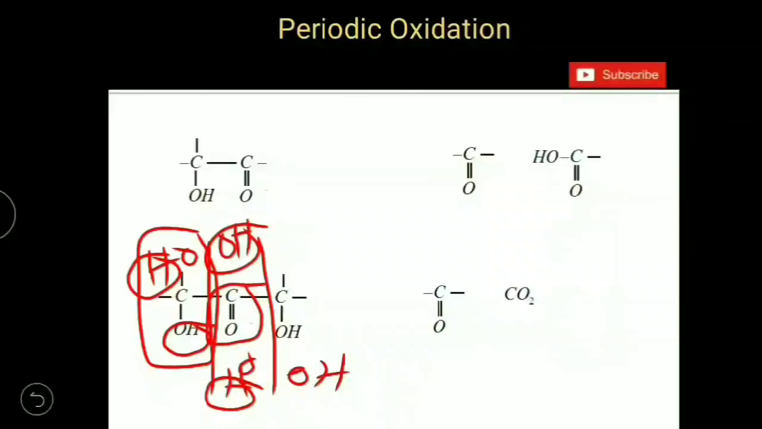And in the remaining part, the carbon atom already has one OH group and another OH group is added. So you will get an unstable compound. So remove H2O from this. This OH is removed and this H is removed in the form of H2O. So you will get oxygen bonded to carbon, meaning C double bond O.